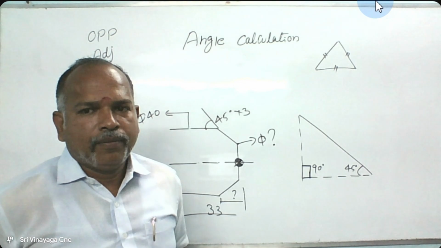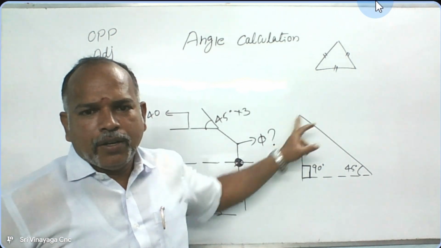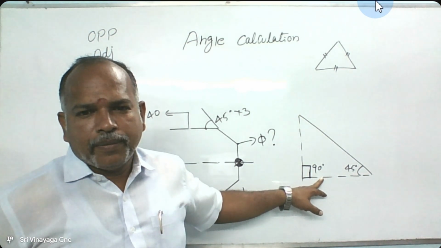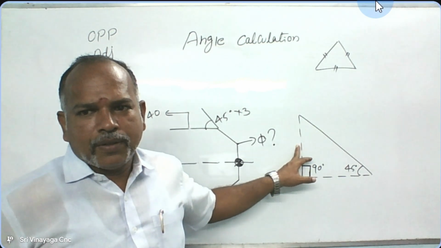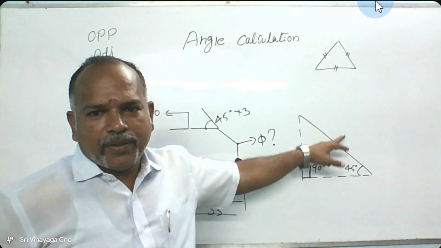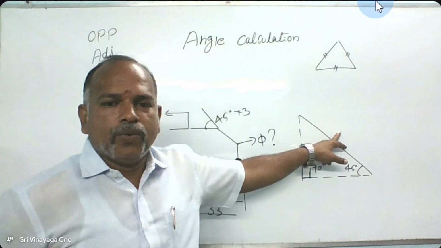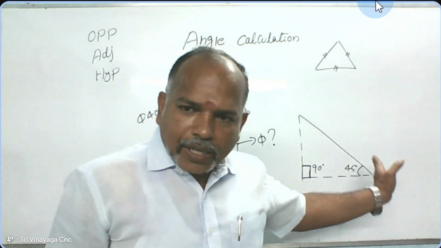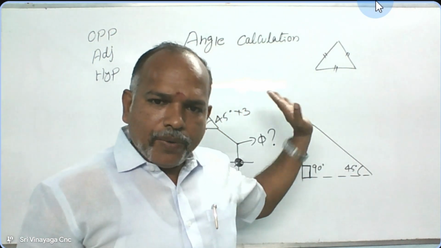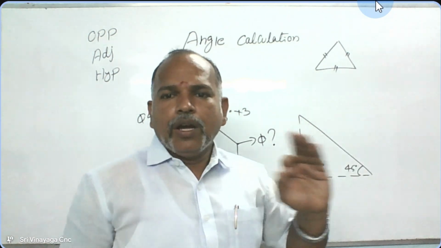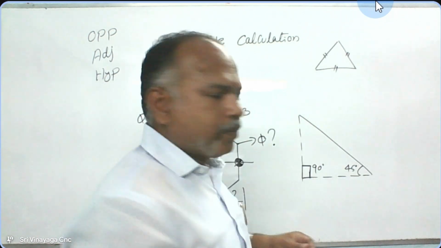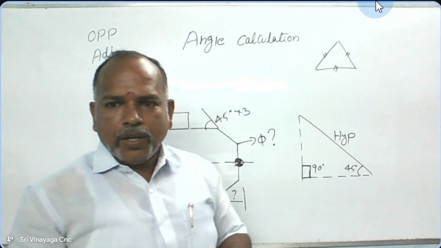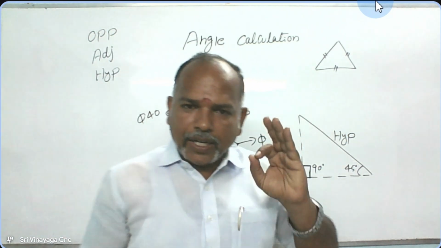This is the opposite side. Now, always the longest side in the right angle triangle will be the hypotenuse.